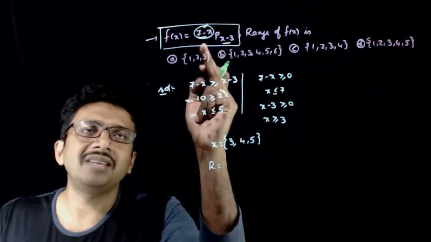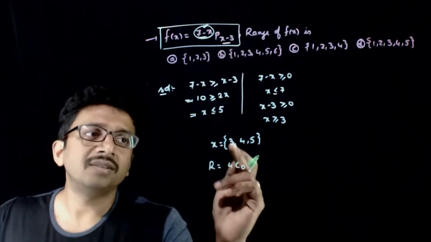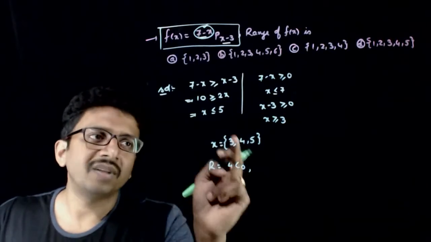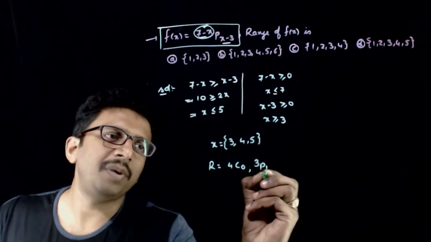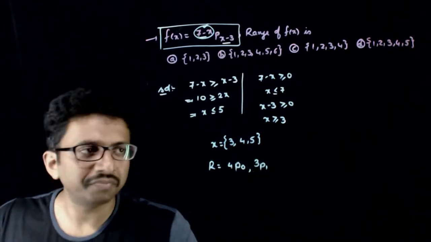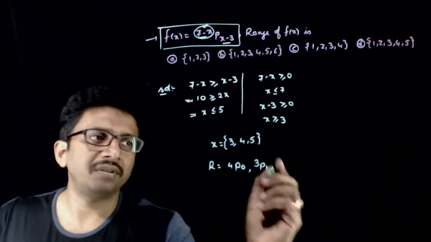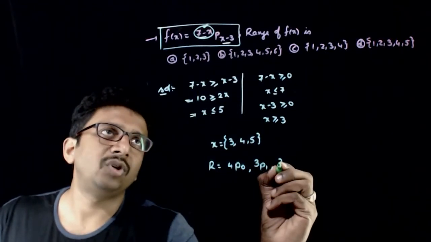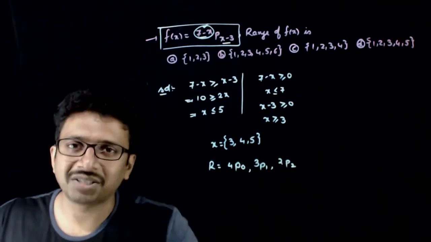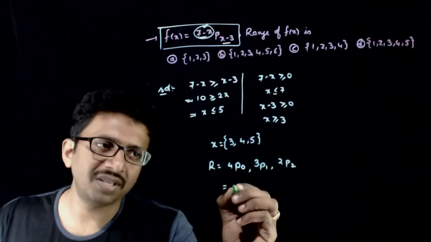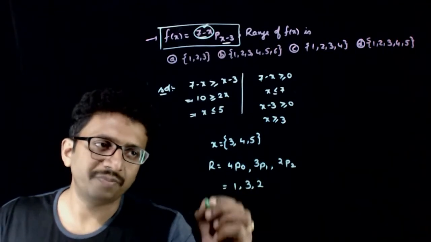If you substitute x equal to 3, you get 4P0. If you substitute x equal to 4, you get 3P1. This is 4P0, 3P1, and if you put x equal to 5, you get 2P2. So these are the functional values. What is 4P0? It is 1. 3P1 is 3, and 2P2 is 2.